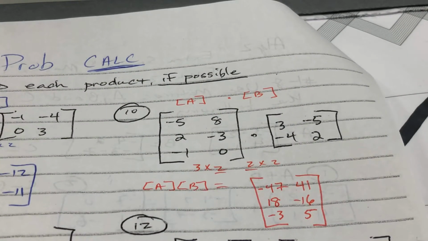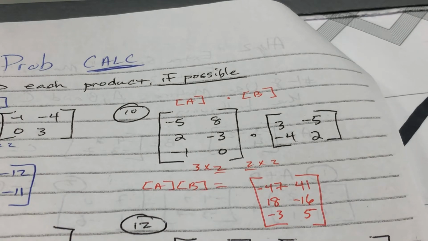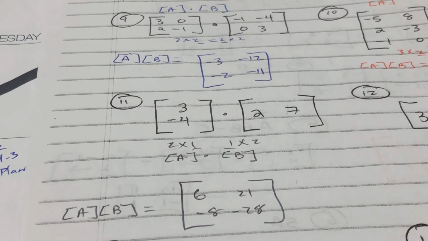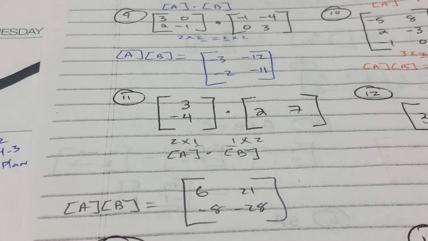All right, same thing with 10. 10's a 3 by 2, followed by a 2 by 2. You'll multiply them together like that. That is how you get that answer. 11, a 2 by 1 and 1 by 2 is going to give you an answer of a 2 by 2.